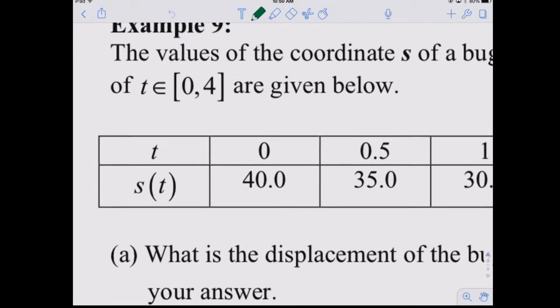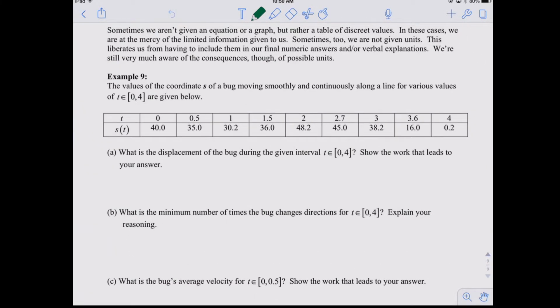That's right. We have one example left to go. It's example 9. We are going to roll right into the next section.